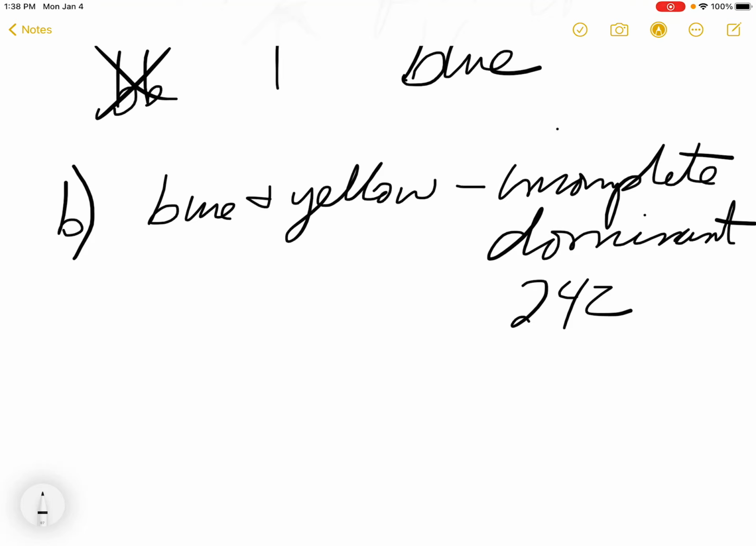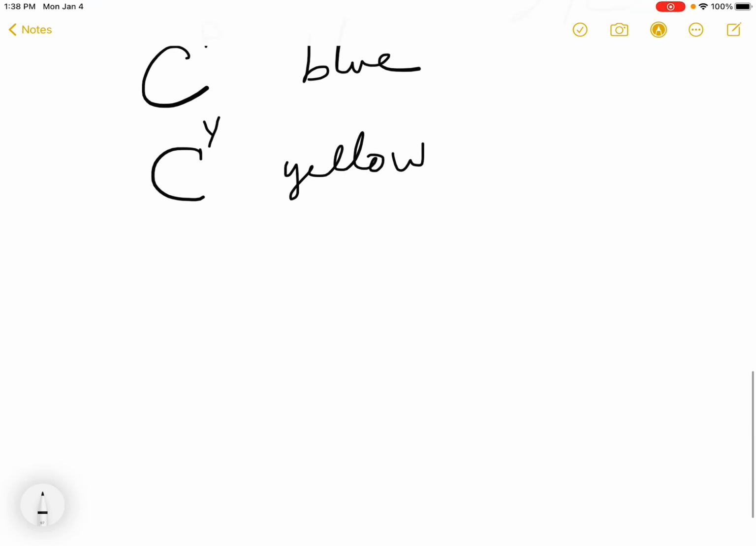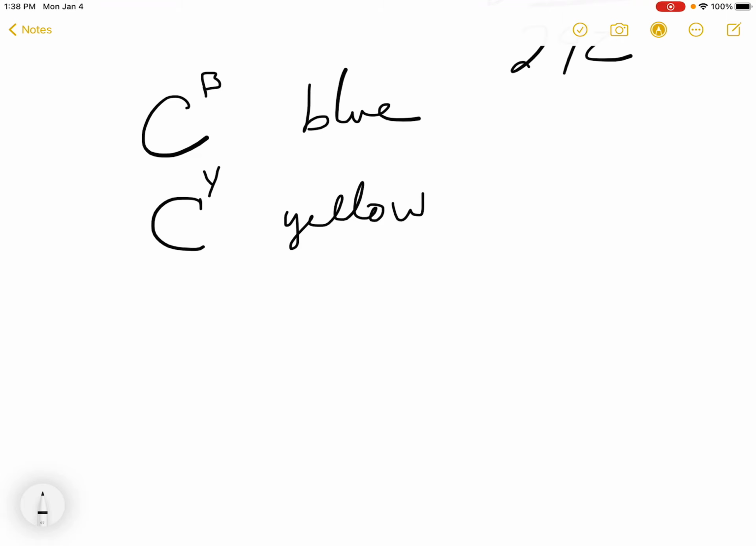So here what we do is we don't use a capital B and a small b for our alleles. We choose a letter like C for color. So here's what I'll do. I'll choose a C, and we give it a little superscript, like an exponent. I'll give it a capital B for blue, and the other one will be a Y for yellow. So that's how we represent the alleles when we have incomplete dominance. And you can watch the video on that too if you're unsure. So now, a true breeding blue would have to look like this, and a true breeding yellow that we cross it with would have to look like this.